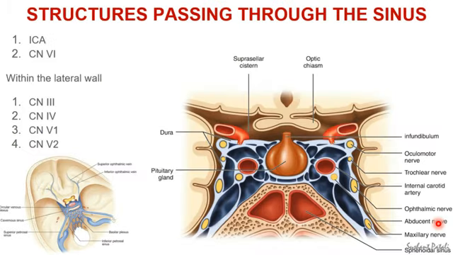Now, what are the structures passing through the sinus? There are a few structures related to the different walls of the cavernous sinus. So, structures which pass through the sinus or within the sinus. The first structure is the internal carotid artery. This is a very important structure. The internal carotid artery passes through the cavernous sinus, and it is surrounded by a plexus of sympathetic nerves and veins.